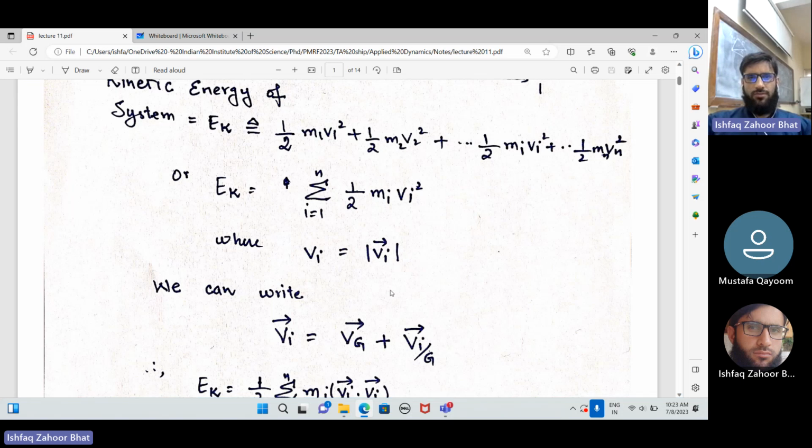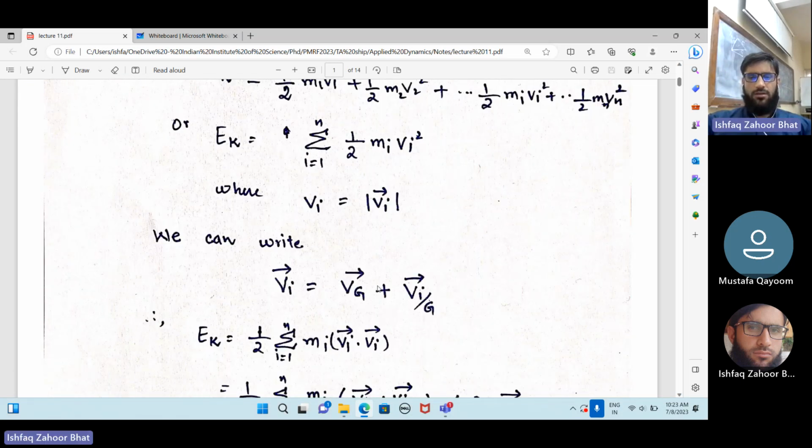Okay, is it clear until this? Yes, sir. Okay, if you have a question or confusion in between, let me know, because I want to feel like you are getting everything. So V_i is nothing but the velocity of the ith particle, and v_i without any arrow on top is the magnitude, the second norm of the vector.